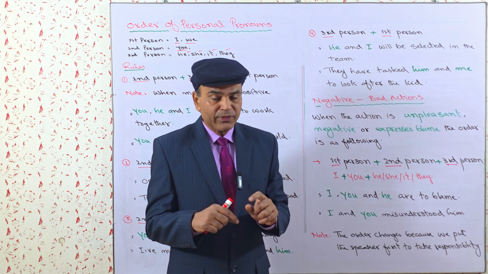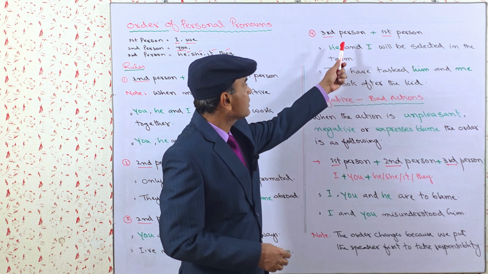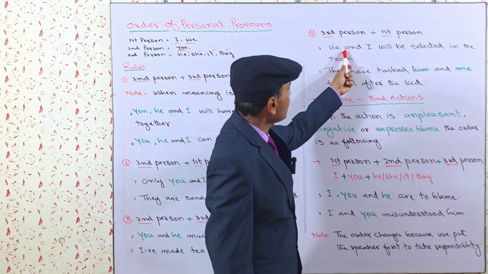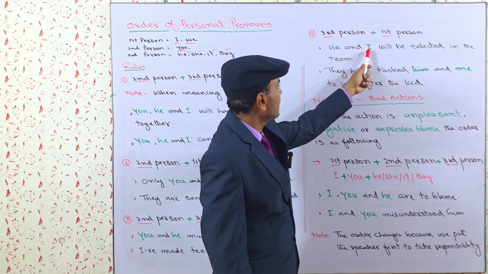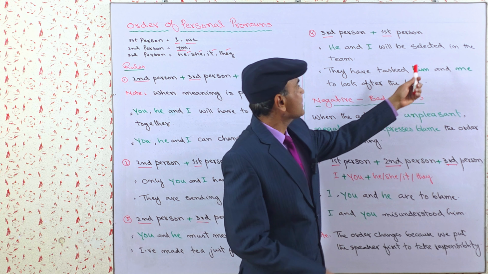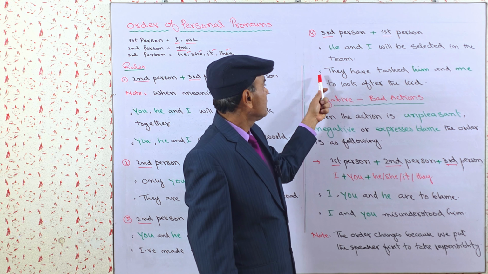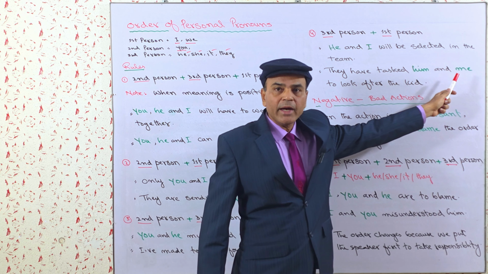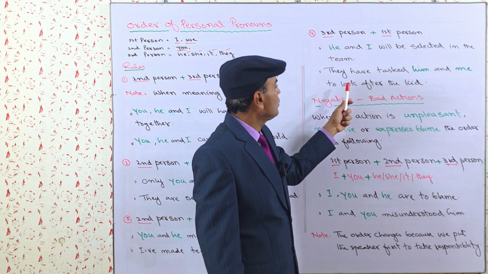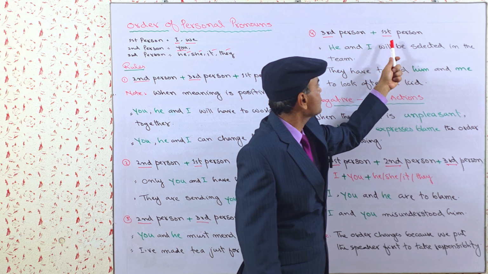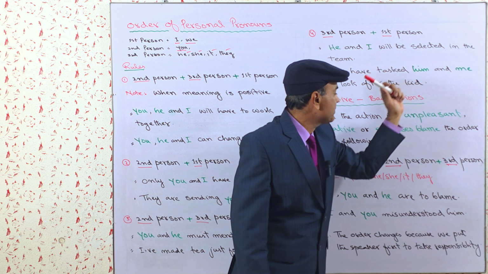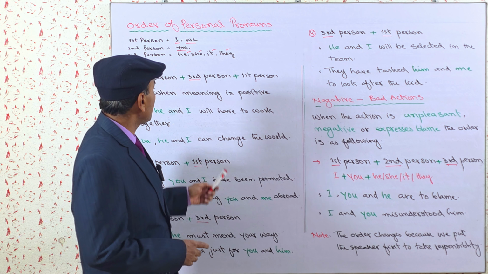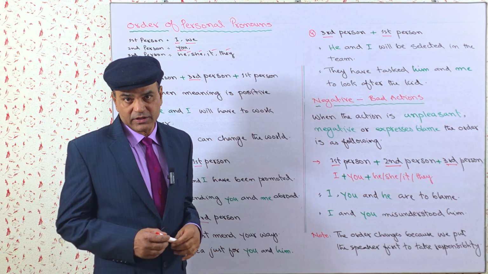The rule number 4 is that if you have third person and first person and you want to make a sentence and they come together, then the rule will be third person first and first person later. Like he and I: he, third person, I, first person, will be selected in the team. In the second sentence: they have tossed him, third person, and me, first person, to look after the kid. So I place third person first and first person later. So these are the 4 rules we follow when the sense of your sentence is positive.